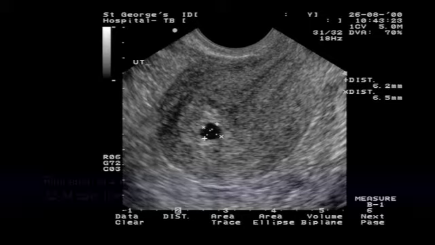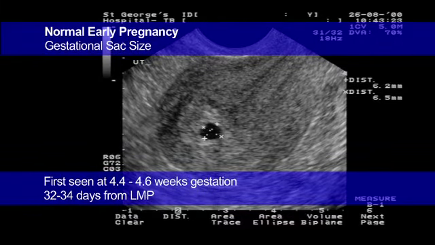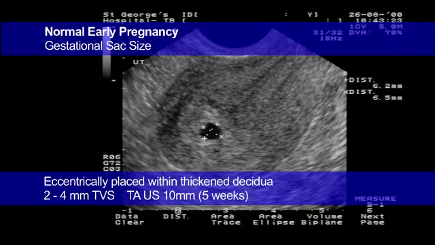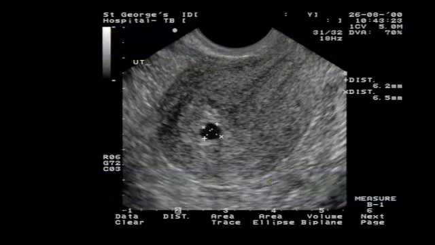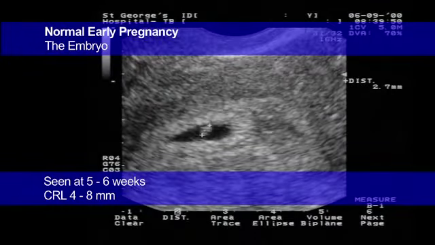This cannot be seen by transabdominal scan. By transabdominal scan, we first see the gestation sac at 5 weeks gestation, at which point it is usually around 10 millimeters in size. The gestation sac is characteristically positioned eccentrically, in other words, towards the outside, within the thickened decidua. The other feature in normal early pregnancy is the embryo. This can first be seen at 5 to 6 weeks and is characteristically 4 to 8 millimeters in size.